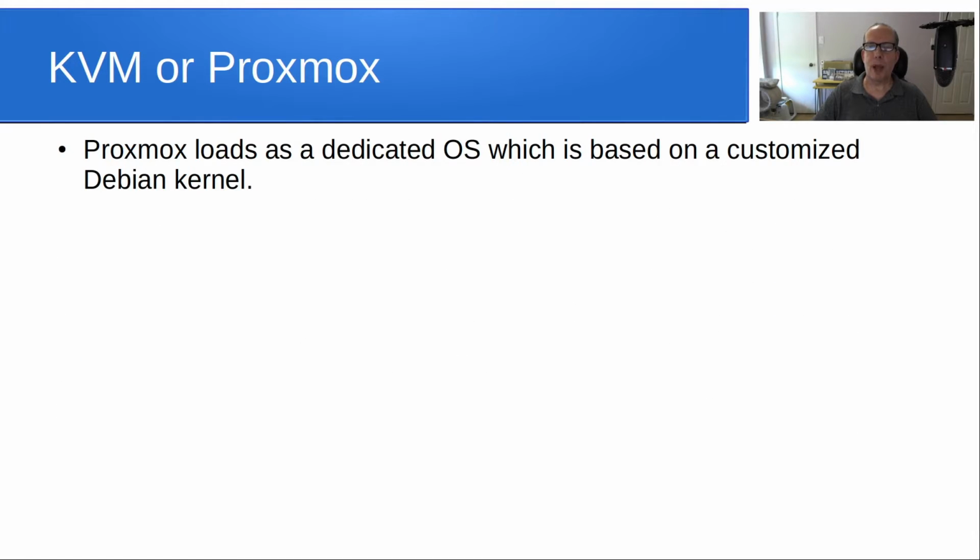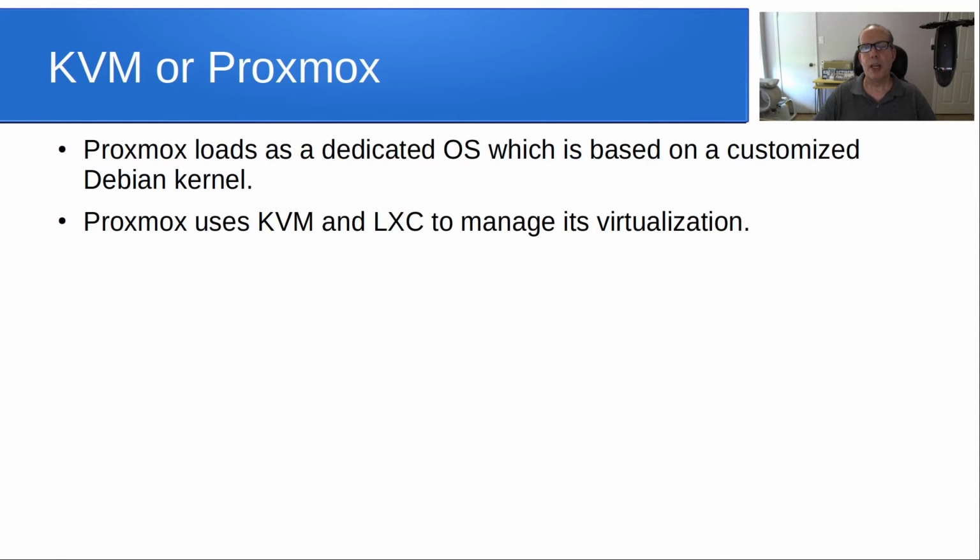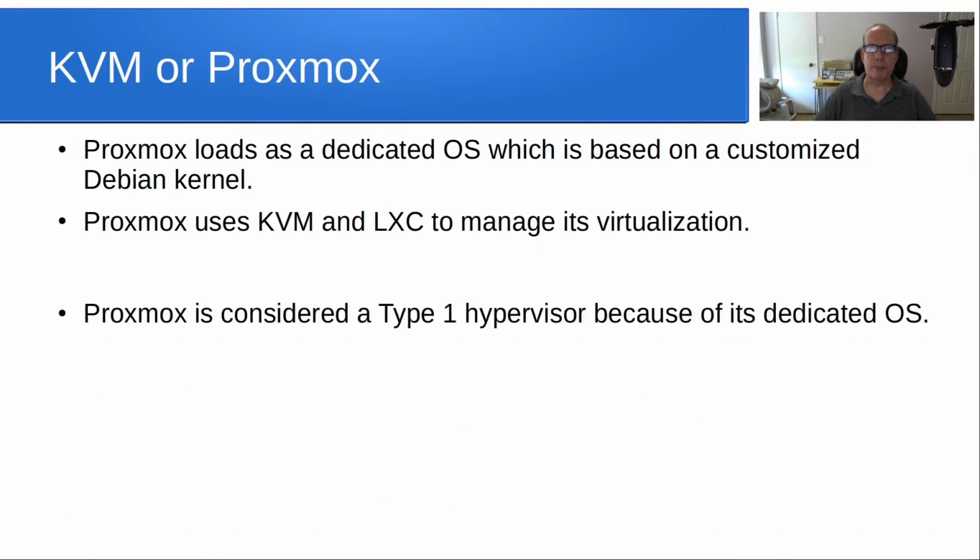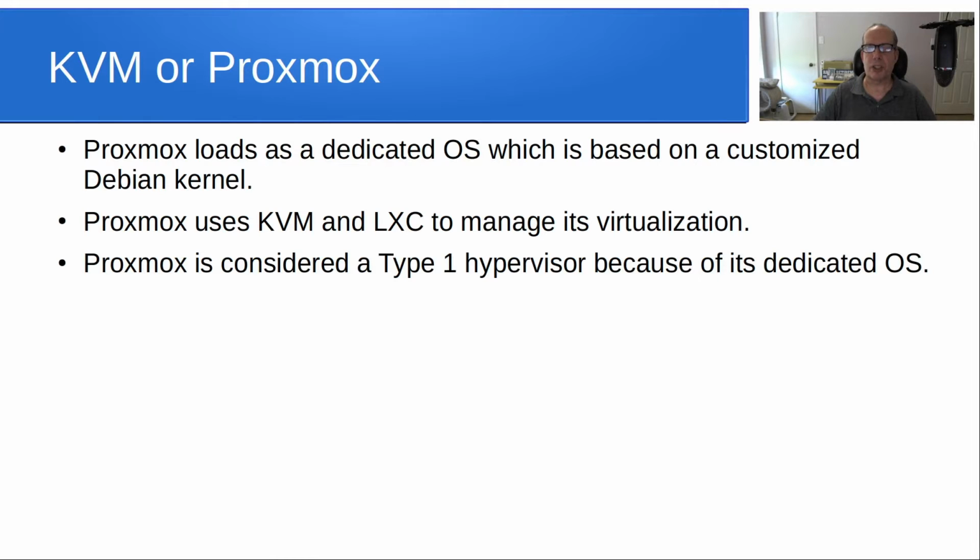So Proxmox loads as a dedicated OS, which is based on a customized Debian kernel, and for that reason, many people would consider it to be a Type 1 hypervisor. Proxmox uses KVM and LXC to manage its virtualization. Proxmox is considered a Type 1 hypervisor because of that dedicated OS, as I mentioned.